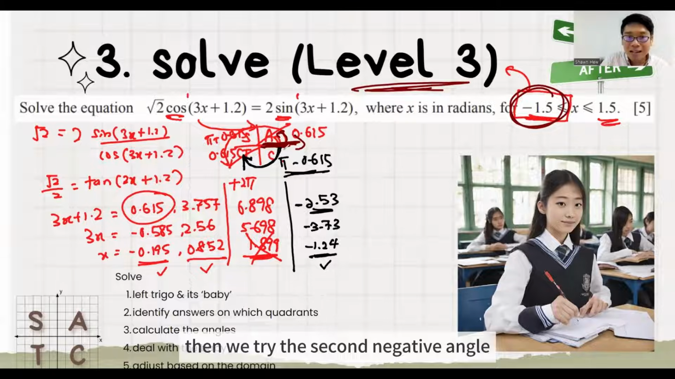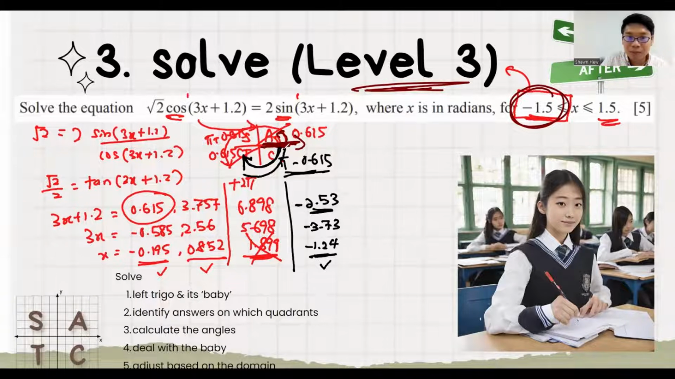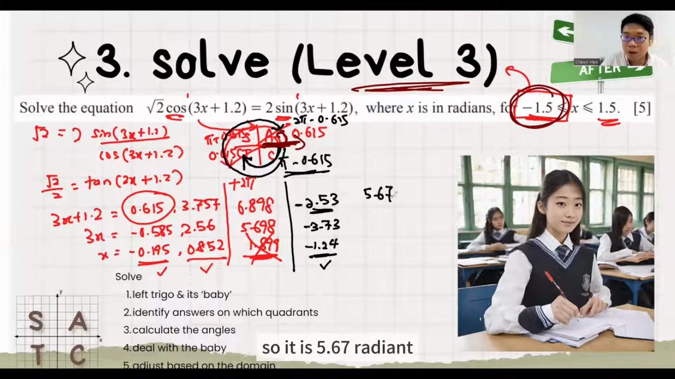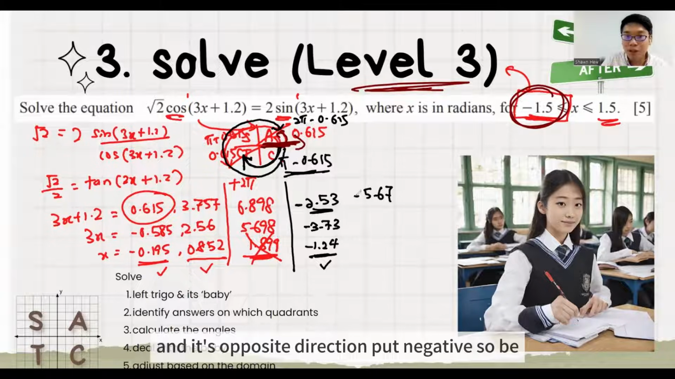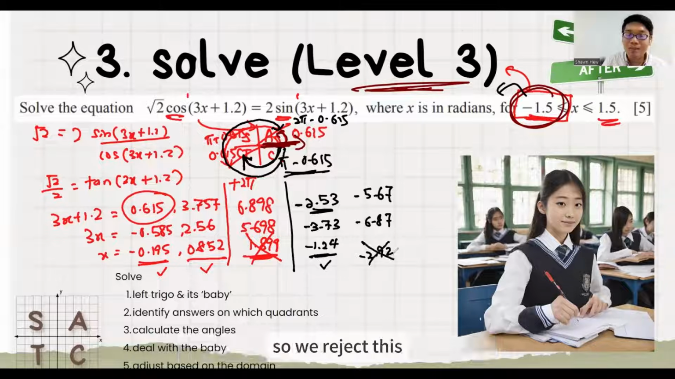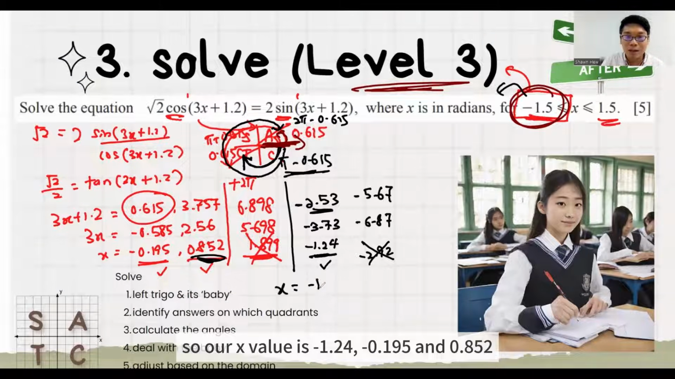Then we try the second negative angle. So this thing is 2 pi minus 0.615. So it is 5.67 radian, and its opposite direction, put negative. So it will be, and divide by 3. Oh, unfortunately, it's already more than 1.5, so we reject this. So our x value is negative 1.24.